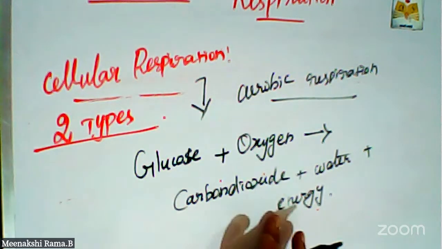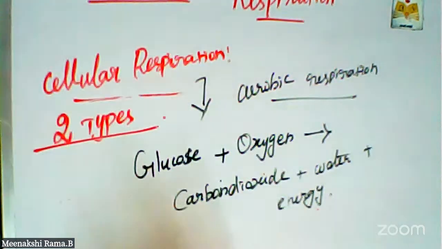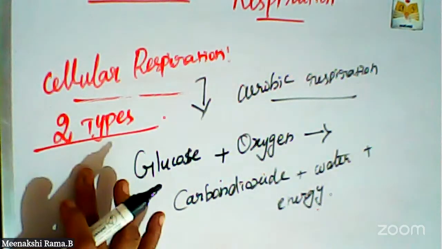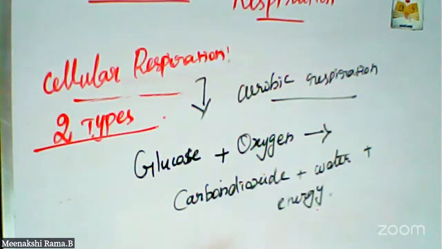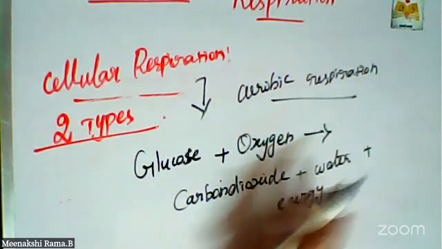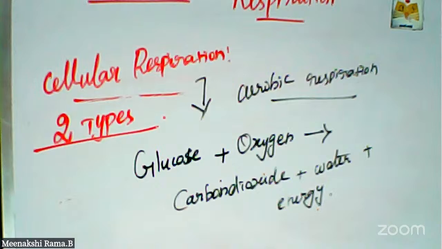So this is one of the respirations in cellular respiration. The cellular respiration is classified into two types. One is aerobic respiration. So aerobic respiration is nothing but the food substances are completely oxidized into water and carbon dioxide with release of energy. So it requires atmospheric oxygen also. So this is the explanation about aerobic.